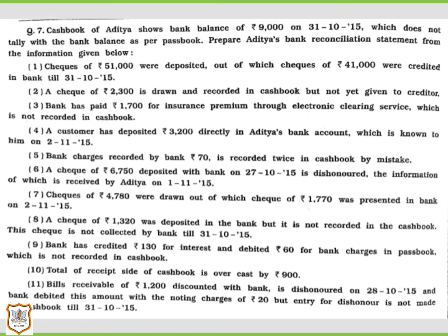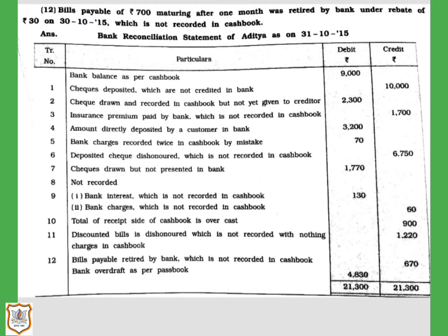Therefore, for a time lag between the check drawn or issued and presented in a bank for payment, difference has arisen in the bank balance as per cash book and as per passbook. So here, if this was recorded in bank passbook, it would be recorded on debit side. So in BRS also we will write it in debit column of bank reconciliation statement. Here it is, check drawn and recorded in cash book but not yet given to creditor, amount is rupees 2,300. Now let us move to next information.